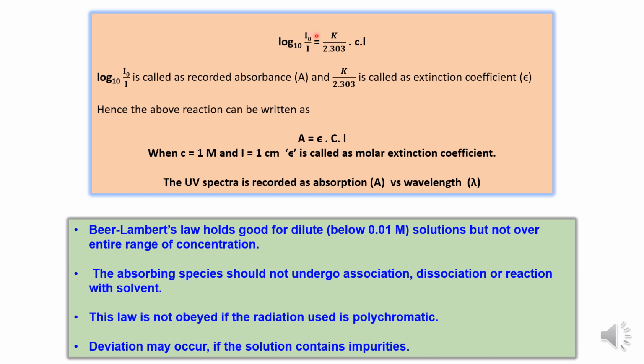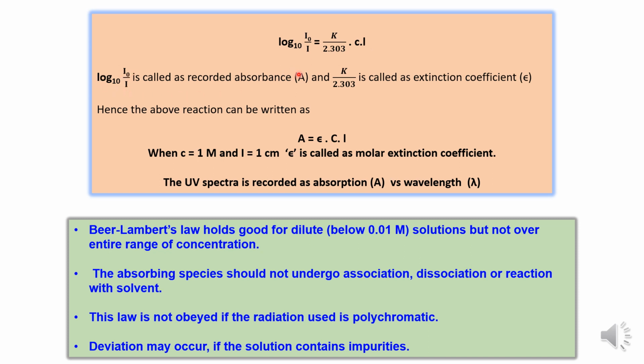And finally, if we take the log to the base 10, log I naught upon I is equal to k divided by 2.303 into c dot l. C is the concentration of the solute or compound present in the solution, and L is the length of the absorbing medium.